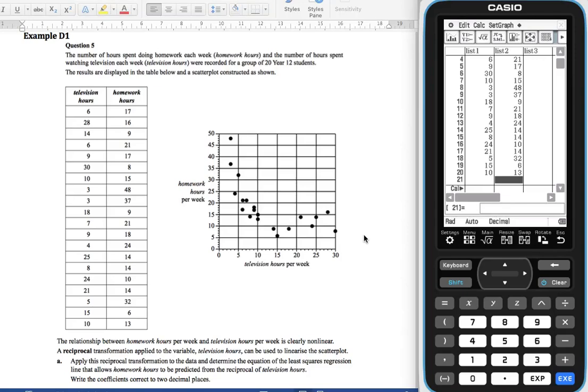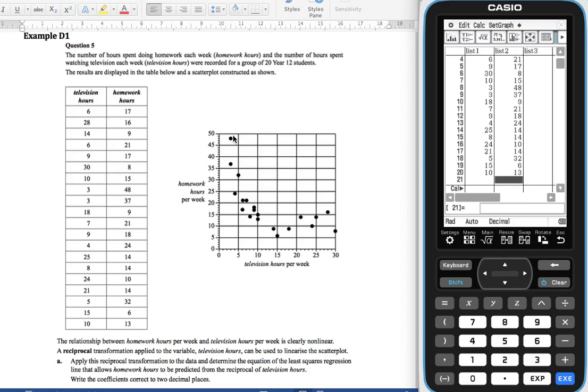In this video, we're going to go through example D1 from our notes. It's another data transformation question. This time it's on the reciprocal transformation. Once again, we're looking at a past exam question. This is an exam 2 question. So let's get stuck into it.